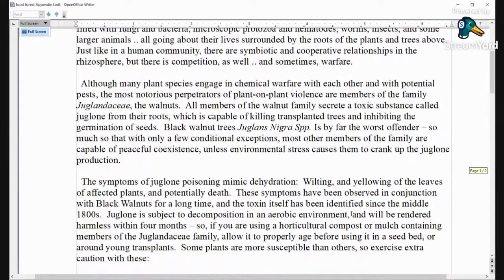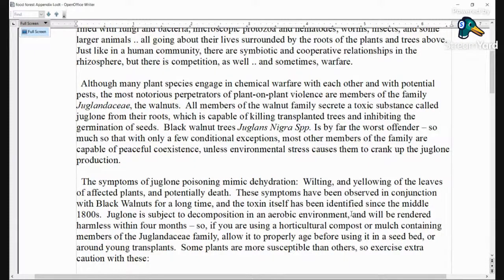Although many plant species engage in chemical warfare with each other and with potential pests, the most notorious perpetrators of plant-on-plant violence are members of the family Juglandaceae, the walnuts. All members of the walnut family secrete a toxic substance called juglone from their roots, which is capable of killing transplanted trees and inhibiting the germination of seeds. Black walnut trees, Juglans nigra, various species. If you see spp. with a period behind it, it means various species, various subspecies or cultivars.